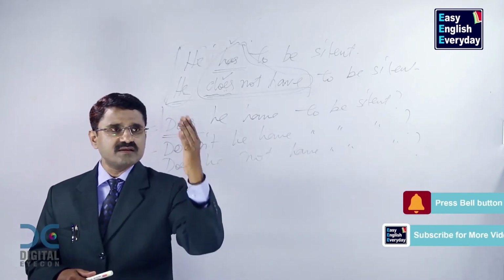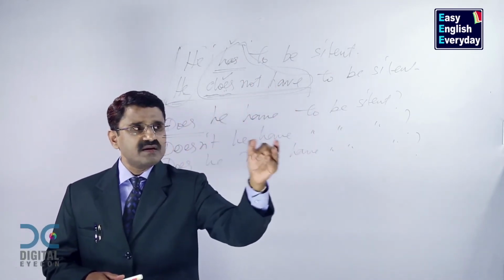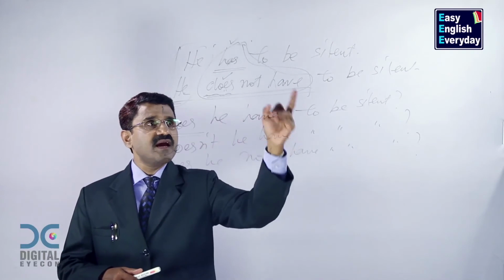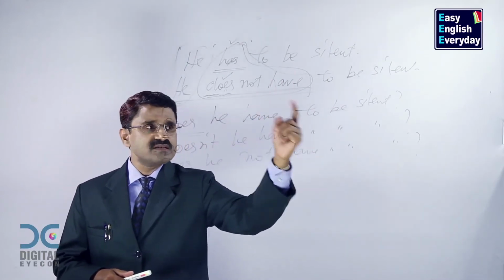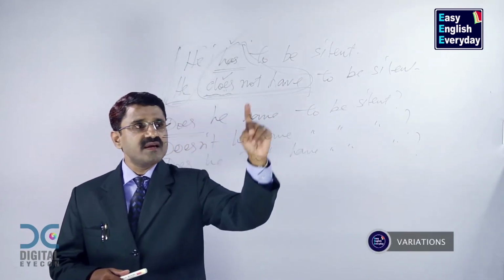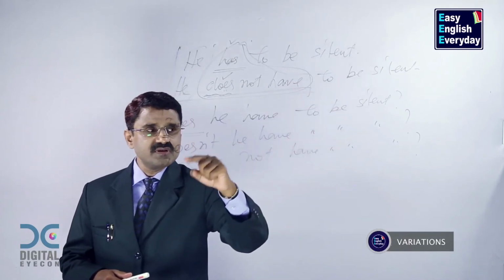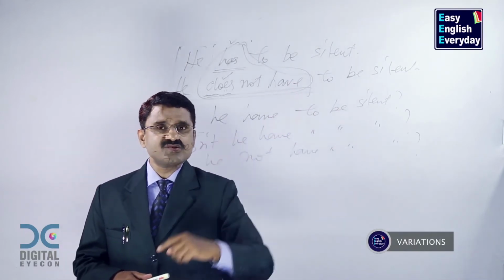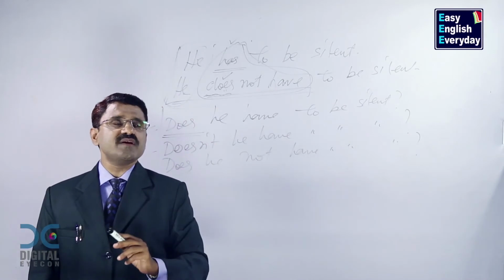Doesn't he have to be silent? Does he have to be here? Doesn't he have to be here? Does he have to be at home? Doesn't he have to be at home? Does he have to be the next captain? Doesn't he have to be the next captain? In this way you have to make sentences.